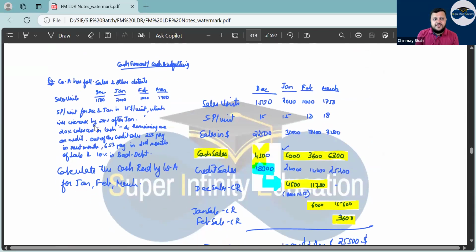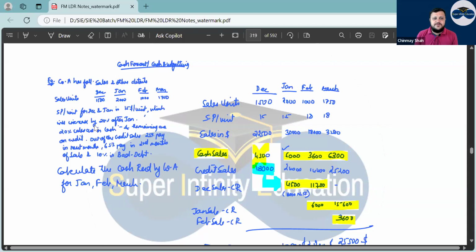Then you have the cash forecast or cash budgeting question. Recently, this question has not been touched by the examiner, but small variations of these questions that I've taken up in class, like to find sales, cash received, cash paid, all that stuff, might just appear. This question is quite similar to your MA question.